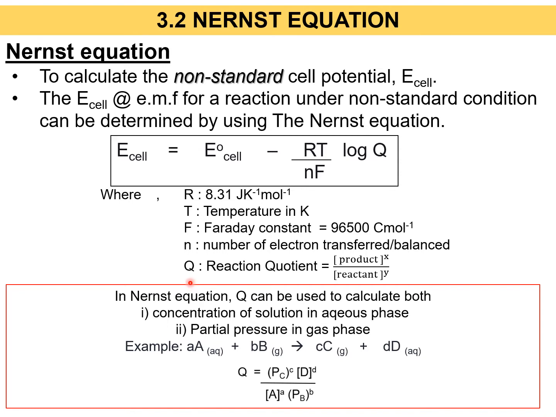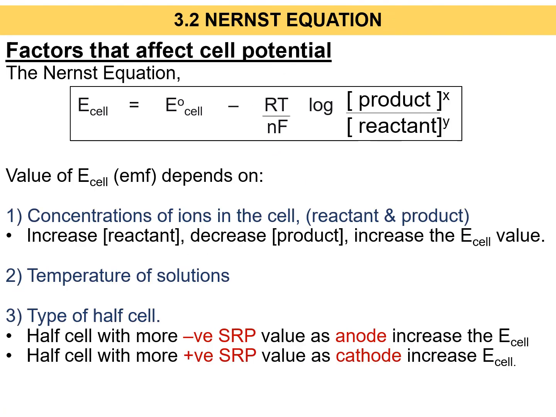Okay, but dia ada a little bit twist kat sini because kalau let's say chapter 6 tu kamu ada Qc, ada Qp, di mana Qc ialah reaction quotient in terms of concentration, Qp ialah reaction quotient in terms of partial pressure. But in the Nernst equation, somehow there will be a question yang kamu boleh gabungkan partial pressure and concentration in one reaction quotient ni, okay? So stay tuned.